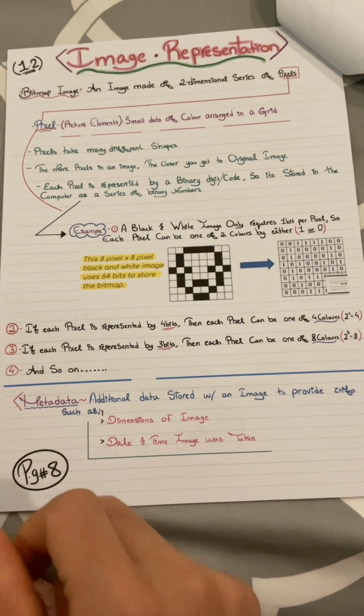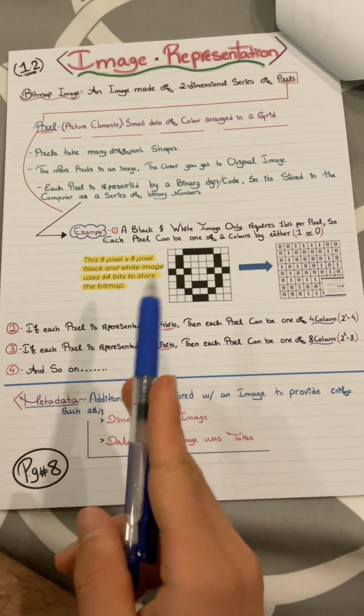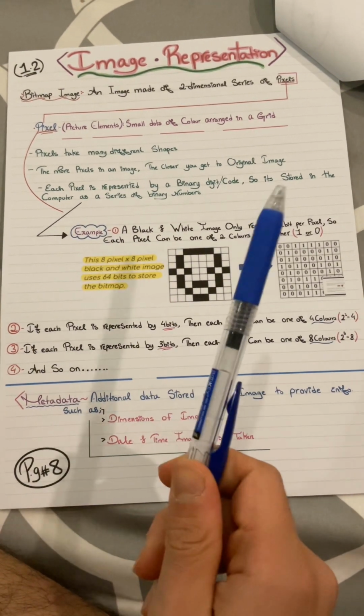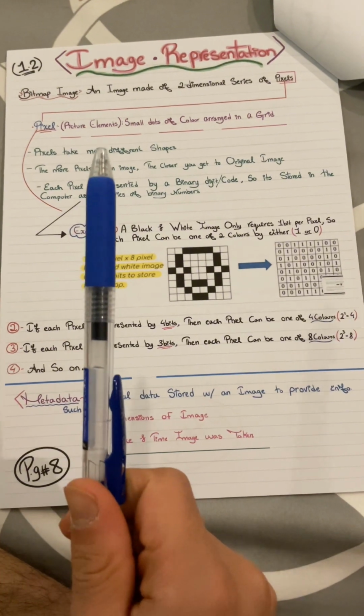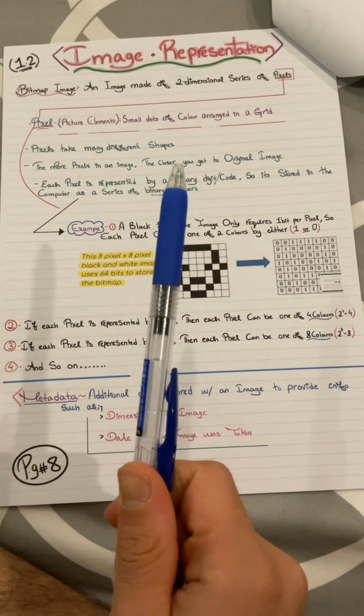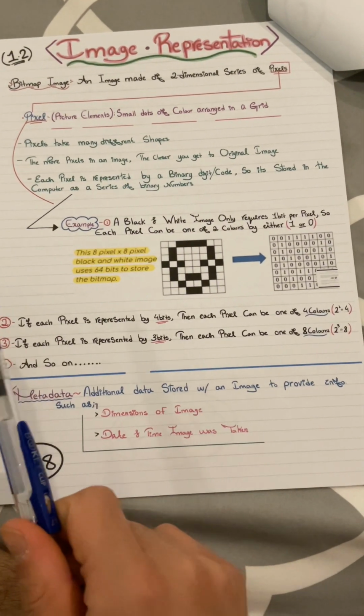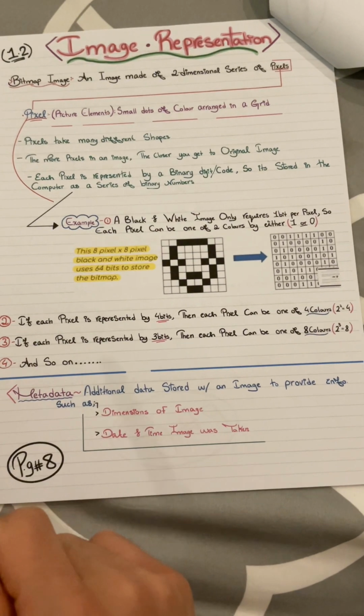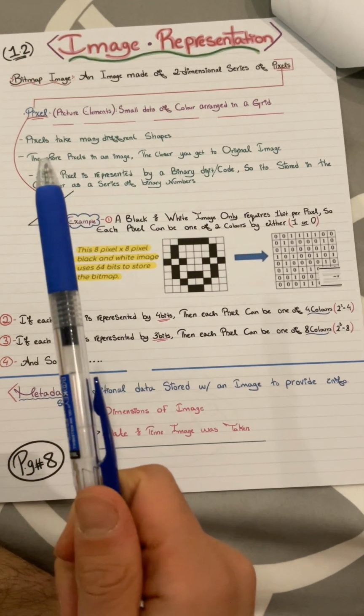Let's come to image. A bitmap image is an image made of a two-dimensional series of pixels. Pixels are picture elements. They're like small dots of color arranged in a grid. Pixels can take many different shapes. They form the image.